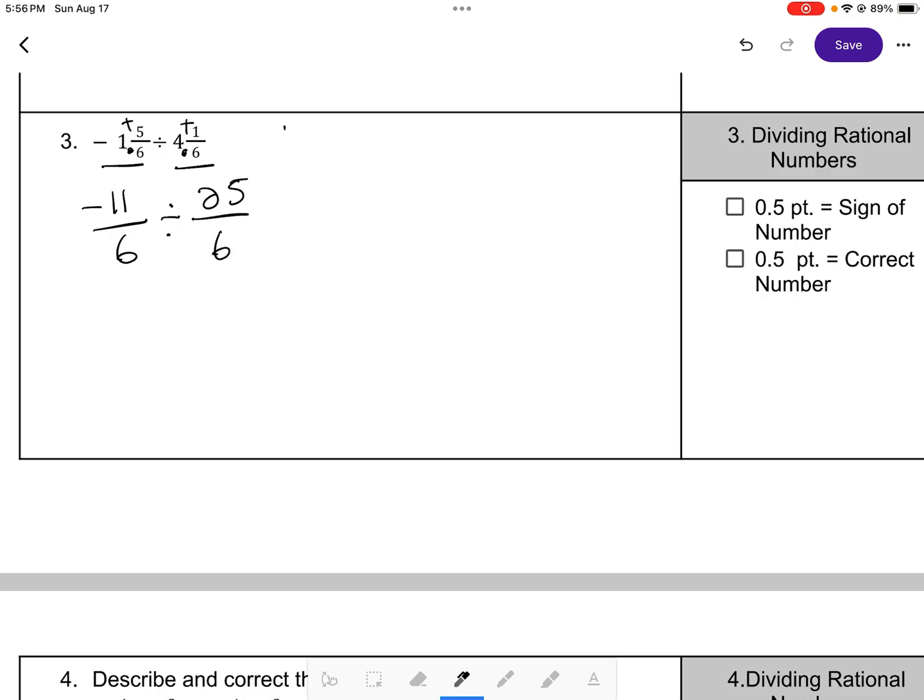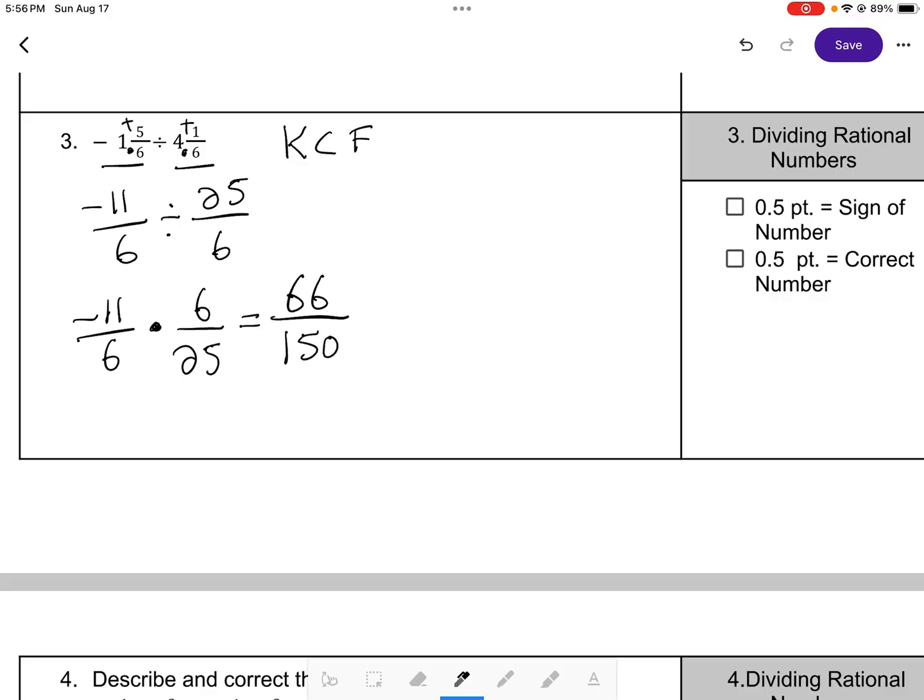Now I'm going to use my keep, change, flip rule. Negative 11 over 6 stays the same. My division changes to multiplication. My last fraction, it flips to become 6 over 25. 11 times 6 is 66. And 6 times 25 is 150.